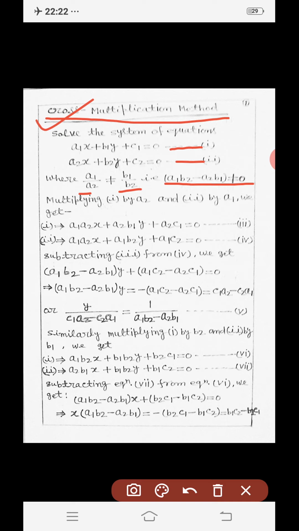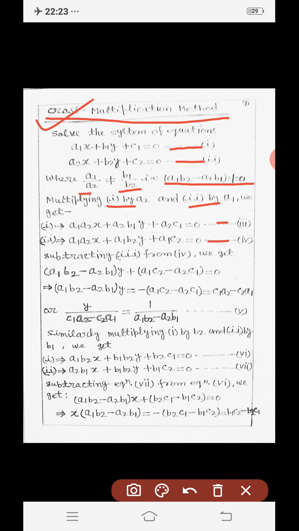Multiplying equation 1 by a2 and equation 2 by a1, we get a1 a2x plus a2 b1y plus a2 c1 equal to 0. This is equation number 3. And a1 a2x plus a1 b2y plus a1 c2 equal to 0. This is equation number 4.